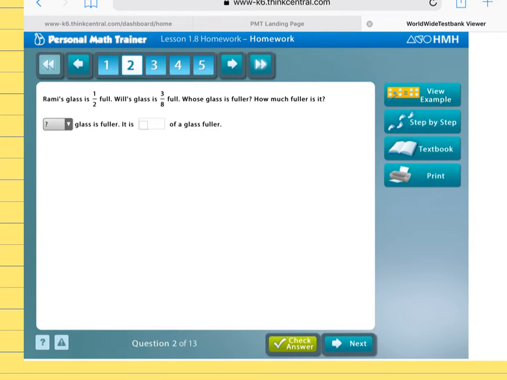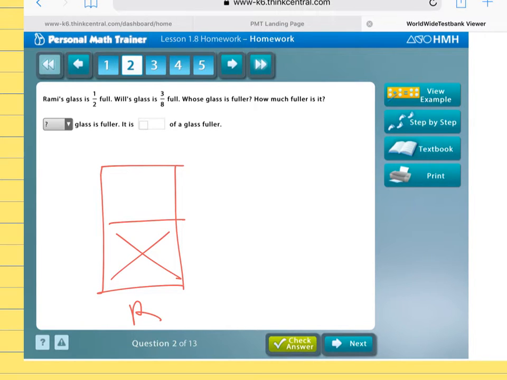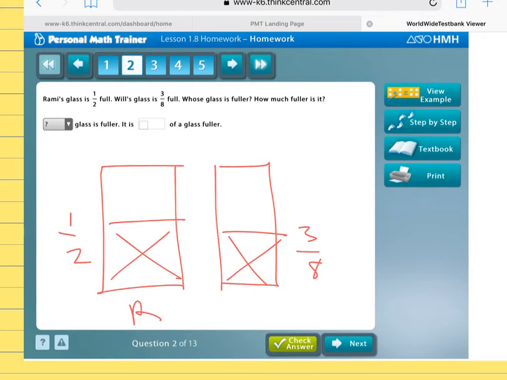Next problem, asking a word problem, so let's unpack it. Rami's glass is half full and Will's glass is 3/8 full. Whose glass is fuller? How much fuller is it? So I'm going to go ahead and just draw the model to represent the glasses. There is Rami's glass, and this is Will's glass. And I can tell right away because this is half right here, and this is 3/8. 3/8 is less than a half, so I know that Rami has more in his glass. Now I need to determine how much more by comparing them.